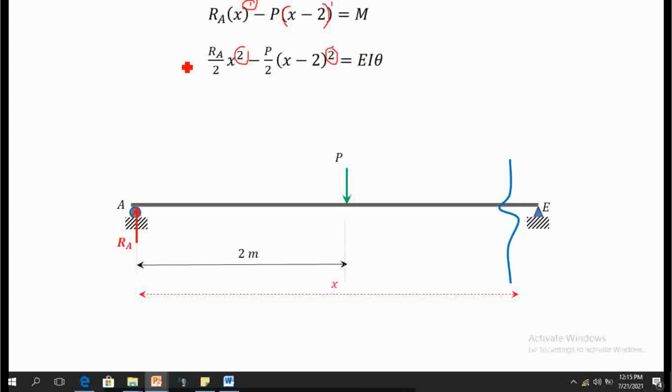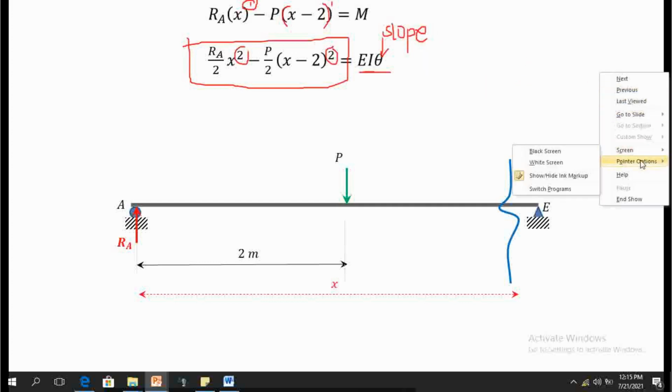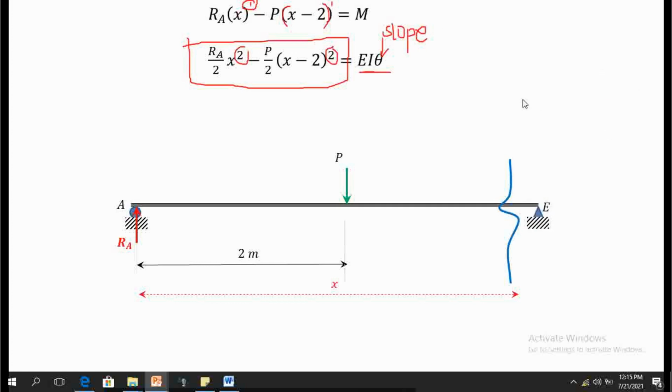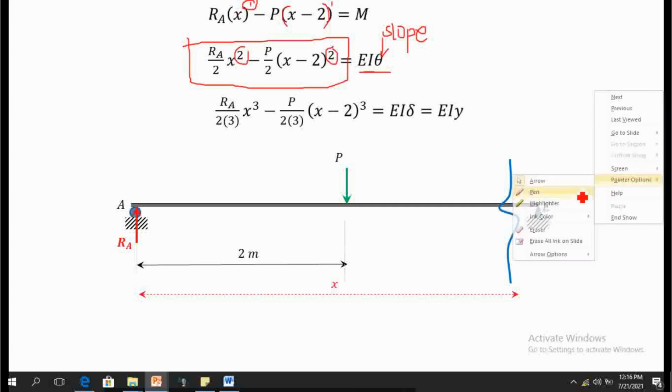Itong equation na to, itong first na integration ninyo, this is what we call now your EI theta. Itong theta na ito ngayon, this is your slope. Okay? So pag tapos na natin na-integrate, next is integrate ulit natin kasi nga dalawang beses tayo mag-i-integrate.